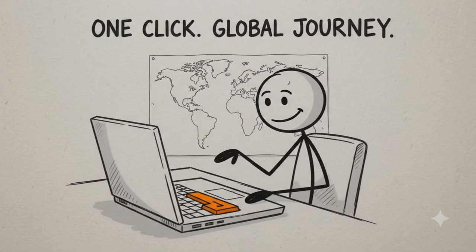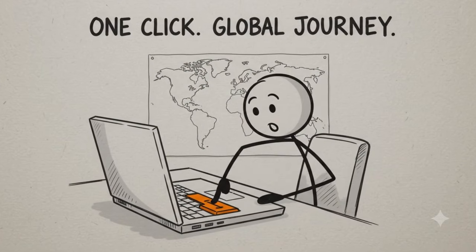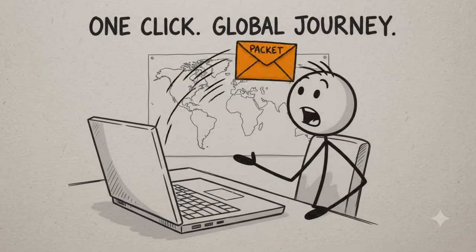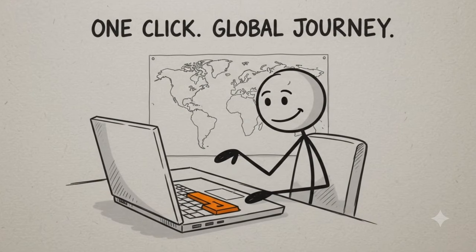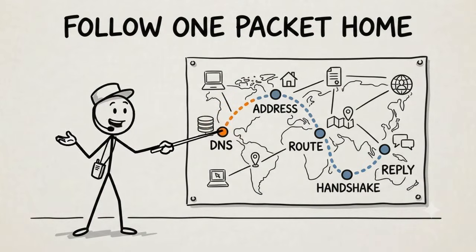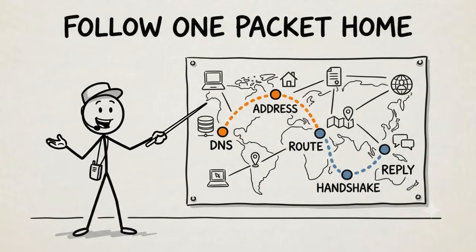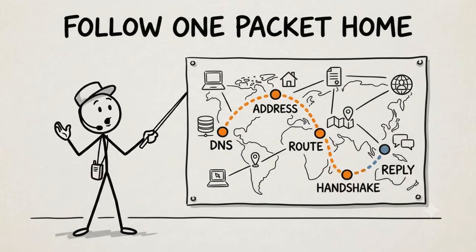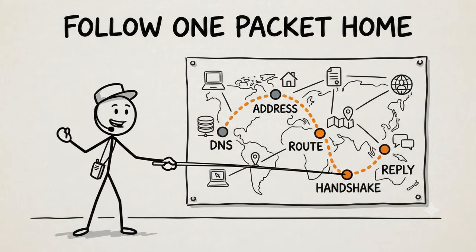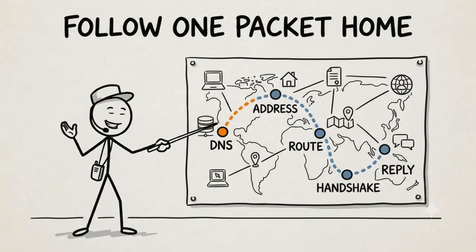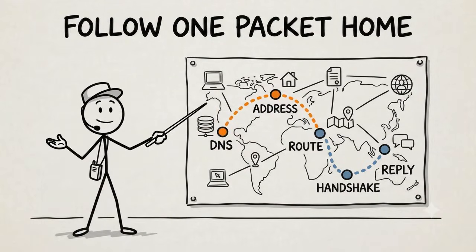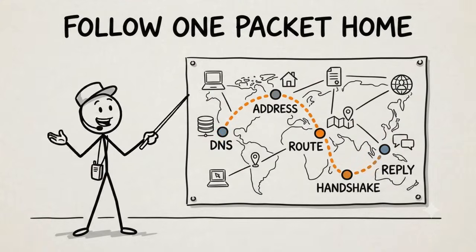You typed a web address, hit enter, and a page loaded in under a second. But that click just fired a tiny packet on a journey across the entire planet and back. Let's follow it. We'll trace one packet from your browser to a web server and home again. DNS lookup, addressing, routing hop by hop, the TCP handshake, and the trip back. This is the exact mental model the CCNA 200-301 expects you to own.